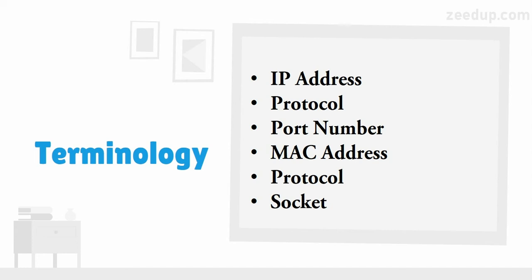This acknowledgement of the data is what makes this connection a little bit slow, but it is more reliable, because the sender knows whatever information it has sent to the receiver has been received, and it is more secure. An example of the connection-oriented protocol is TCP, that is Transmission Control Protocol.